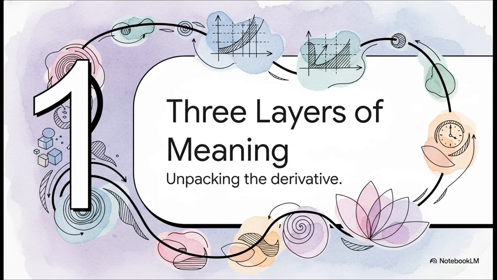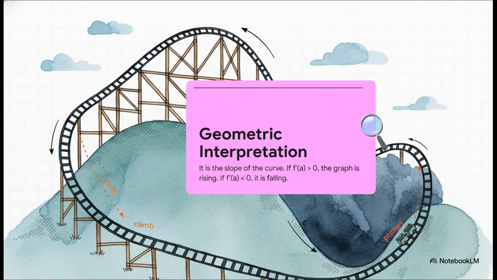You see, to truly understand it, you have to realize the derivative isn't just one thing. It's actually got these three distinct but totally interconnected layers of meaning. So let's peel them back, one by one. Okay, first up, the geometric view. At its most basic level, the derivative is all about slope.